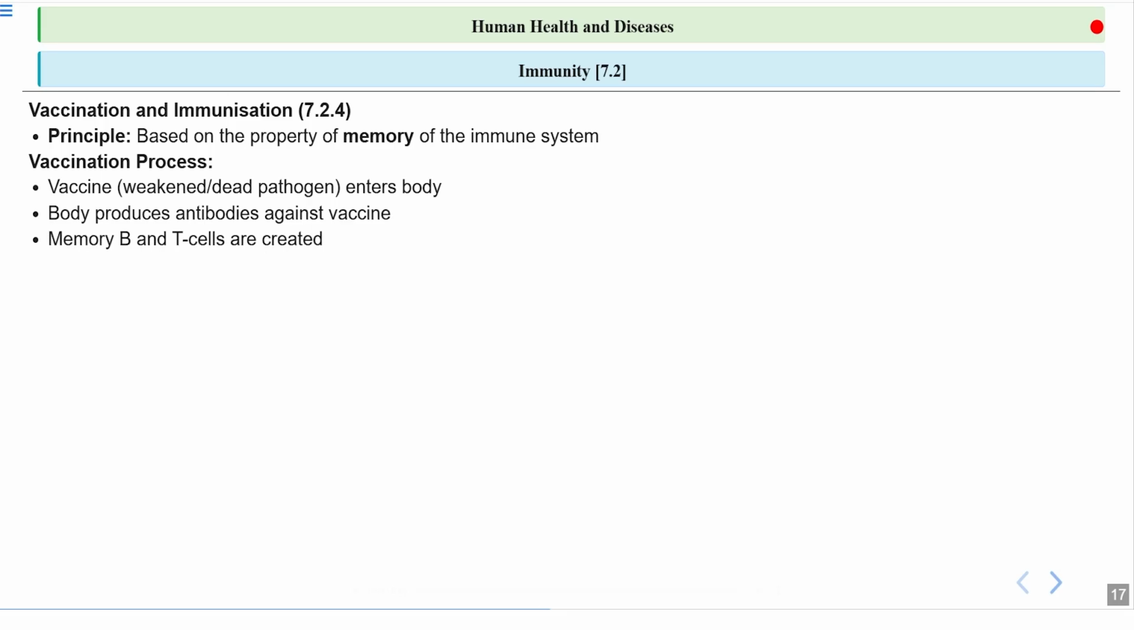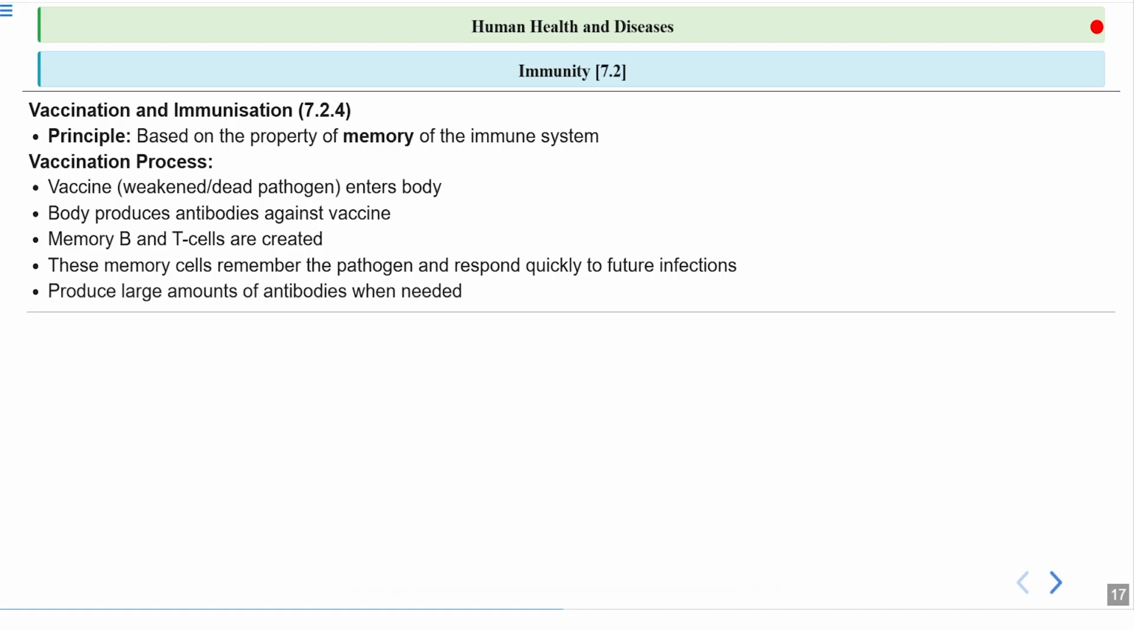Now, at the same time, your immune system creates memory B and T cells. So these cells act like a security team that remember the invader for the future. Now, these memory cells remember the pathogen. So, if this pathogen ever tries to infect the host again, the body is ready for a quick response.